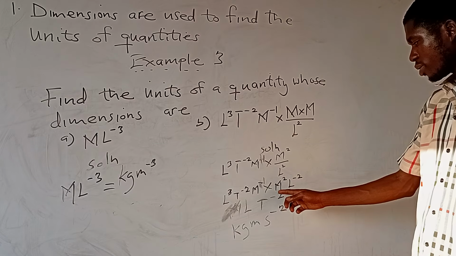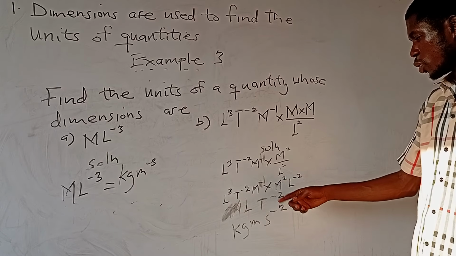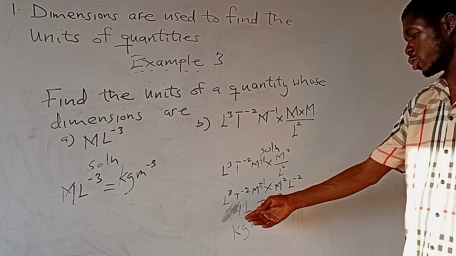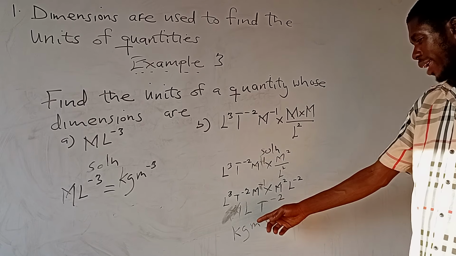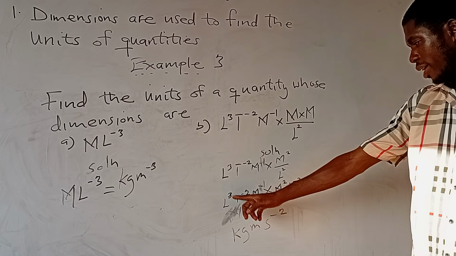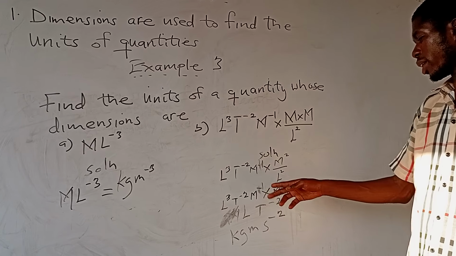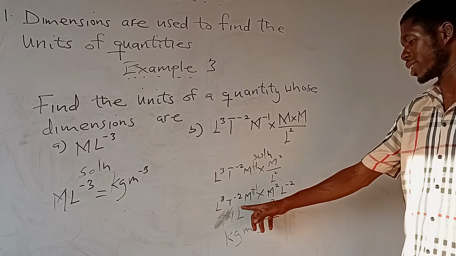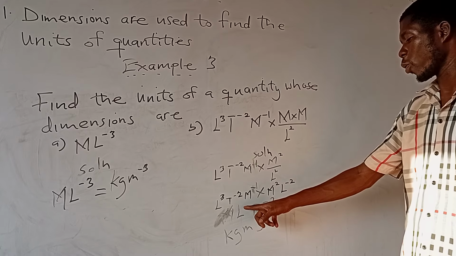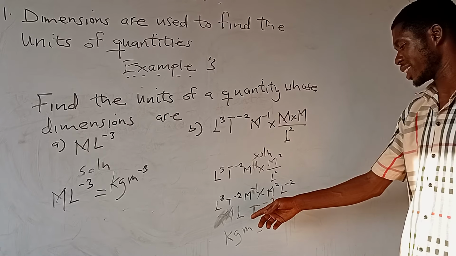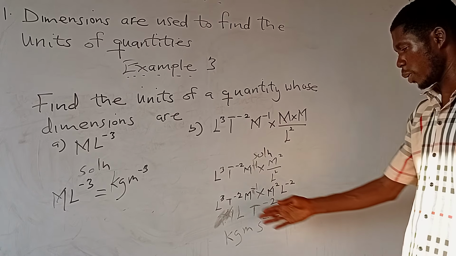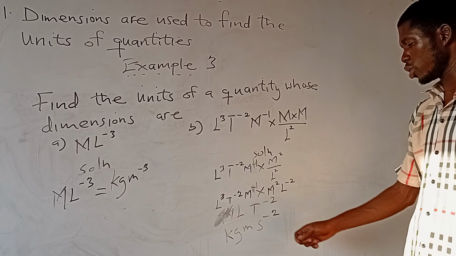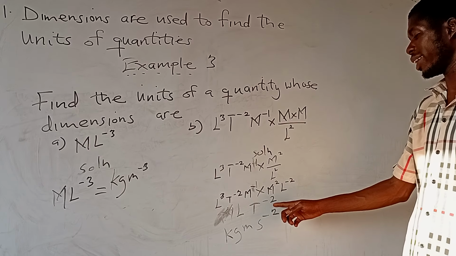So M to the power negative 1 plus positive 2, we get positive 1. So M to the power positive 1. You can decide to write the 1 or not. Let's come to L. For the L, we have 3 here and negative 2 here. So 3 plus negative 2, we get positive 1. So L to the power positive 1. Then let's come to T. We only have one T, that's T to the power negative 2.